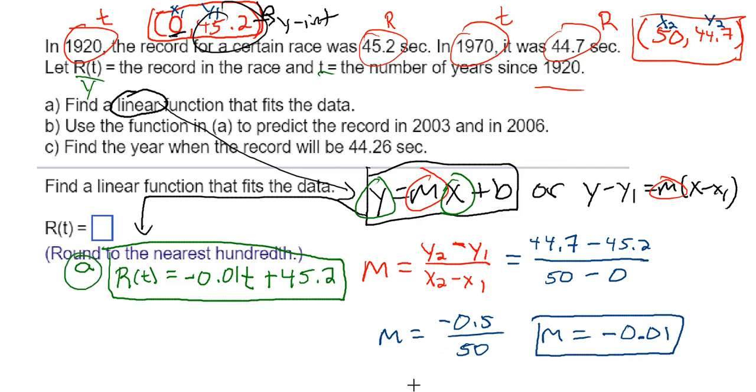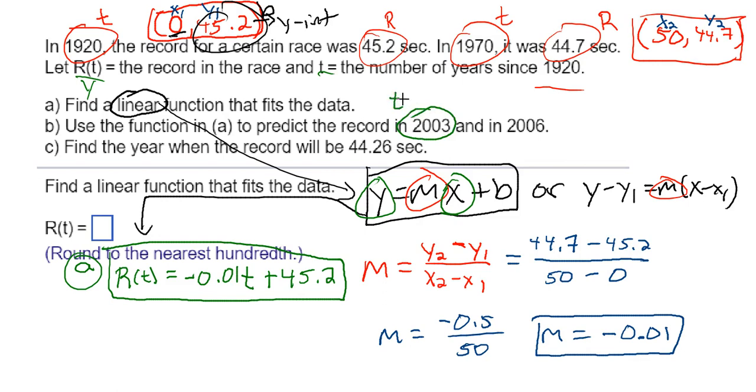All right. For part B, use the function in A to predict the record in 2003 and 2006. I think I will just do one of those because I'm running out of space for one thing, but once you do one, the other one's going to be pretty much the same process. So I think you'll be fine figuring it out. So let's just do 2003.